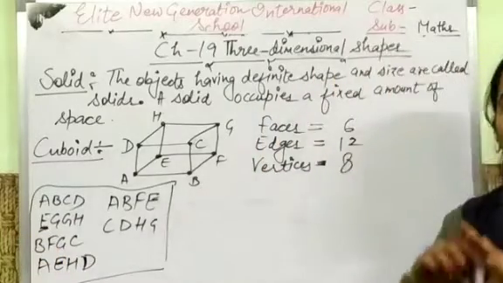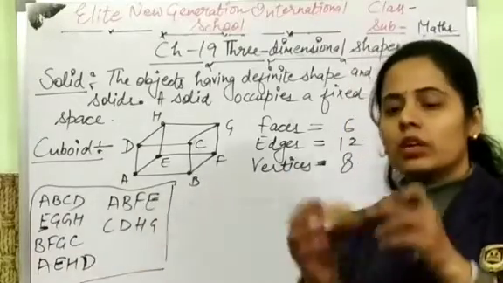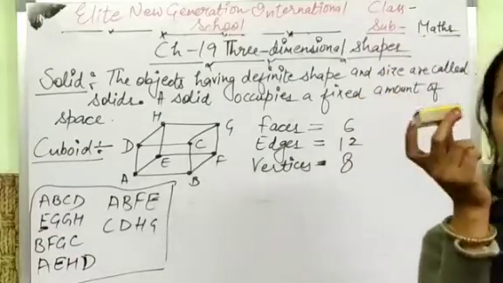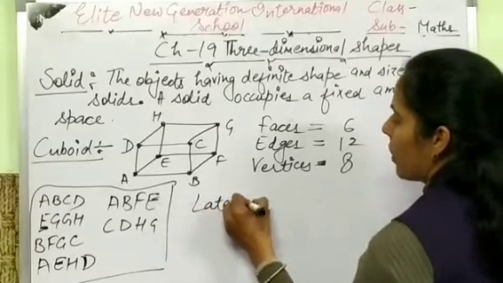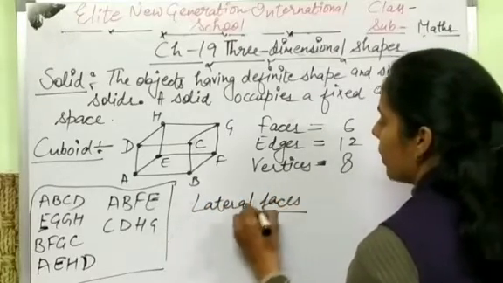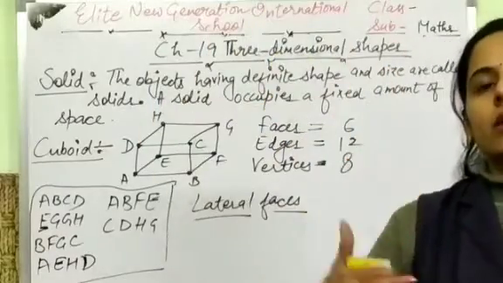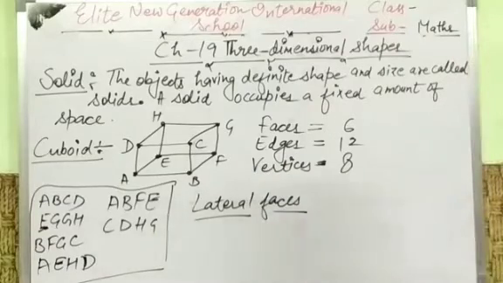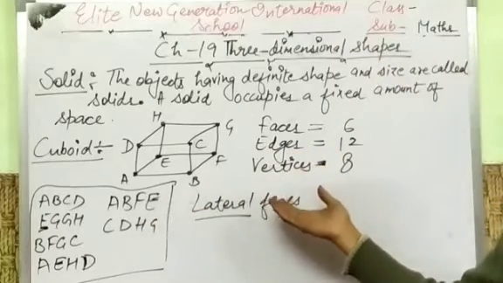And yes, a rectangular room is also an example of a cuboid. So out of these 6 faces, except the top and bottom, these 4 remaining faces are called the lateral faces of a cuboid. You have to remember this word, lateral faces. It means that in a rectangular room, the 4 walls are called the lateral faces of the room, or you can say lateral faces of the cuboid. Like this, you can easily write the name of the edges as well as the vertices.